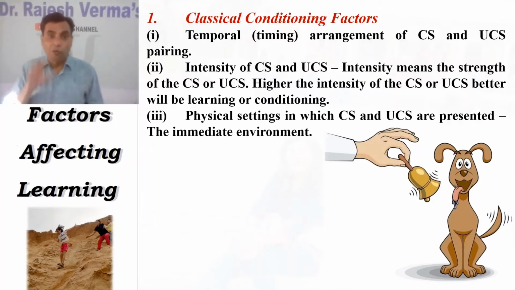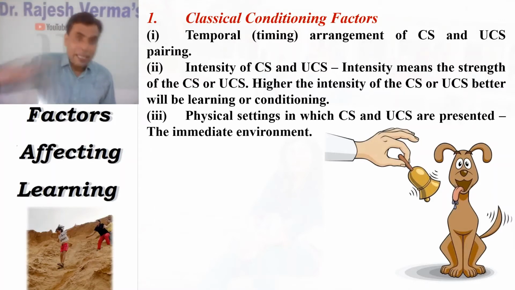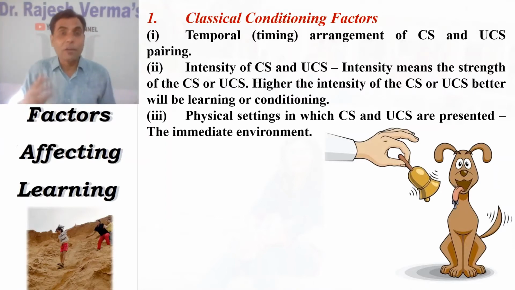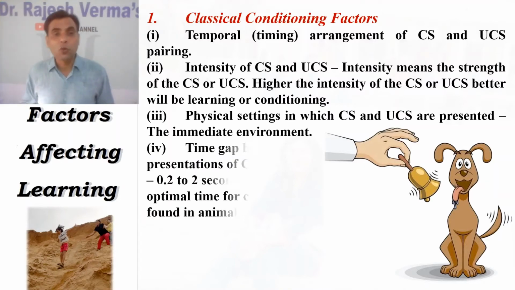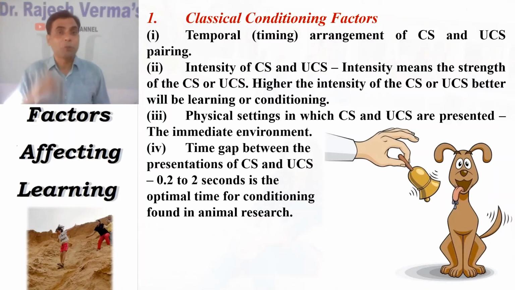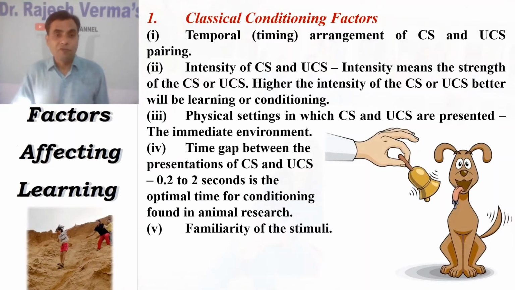The third one is the physical settings in which the CS and UCS are presented. That means the immediate environment and settings are very important and affect classical conditioning or learning. The fourth one is the time gap between the presentations, and the fifth one is the familiarity of the stimuli. If the individual, animal, or organism is unfamiliar with the stimulus, the conditioning or learning occurs rapidly, and familiarity delays the conditioning or learning.